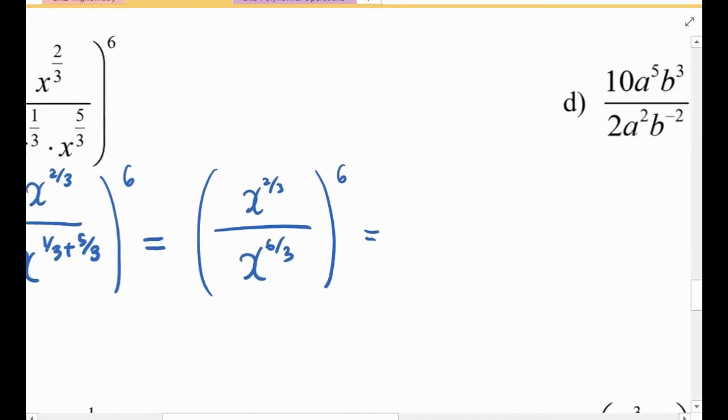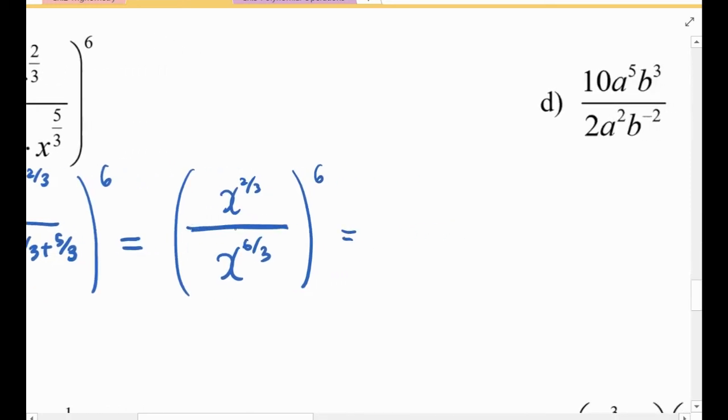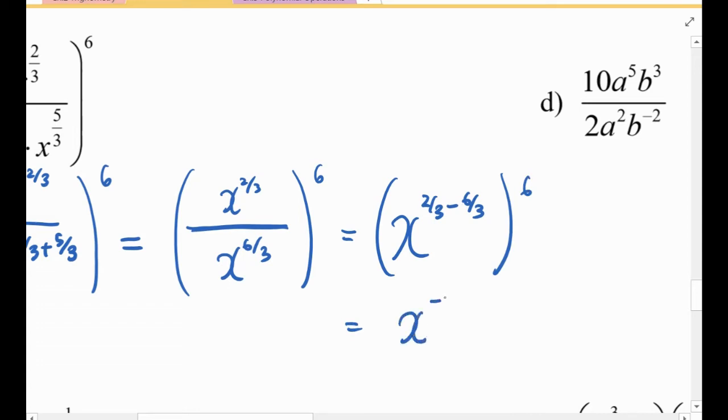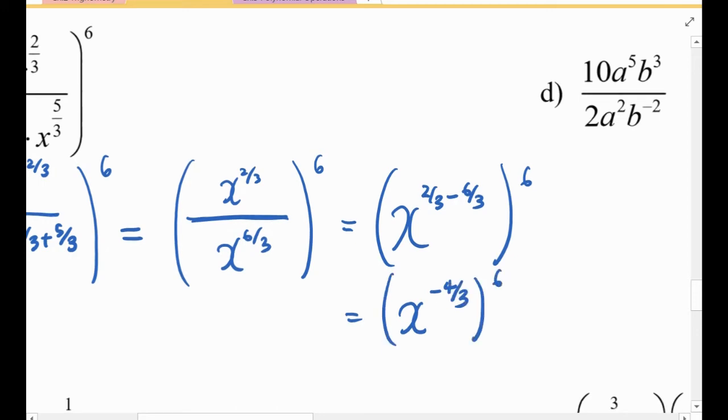And then we're going to use division. So we have the division, so we're going to subtract. What's 2 over 3 minus 6 over 3? That is negative 4 over 3 to the power of 6.